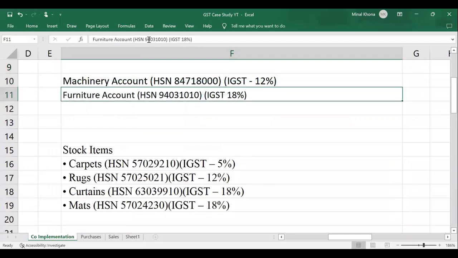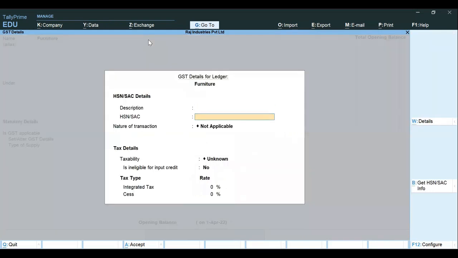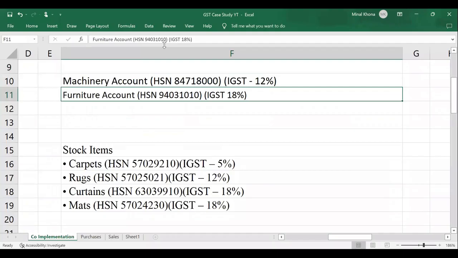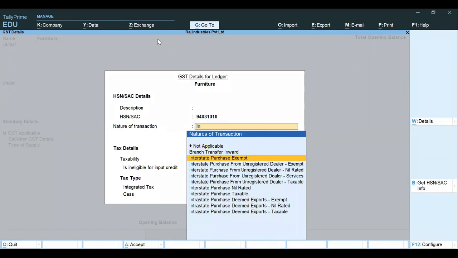Now, next is the furniture account. Okay, so let's create the furniture account. Furniture is again my fixed asset. GST is applicable. Set/alter GST, yes. Now I can feed in the HSN number for the furniture. Assuming that I am purchasing this furniture from outside the state where you are registered, meaning this is an interstate purchase taxable. So I can choose interstate purchase taxable.